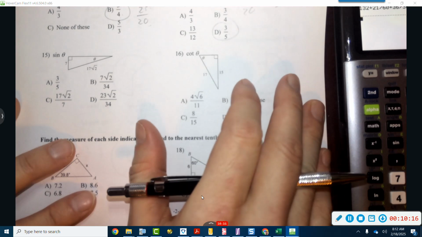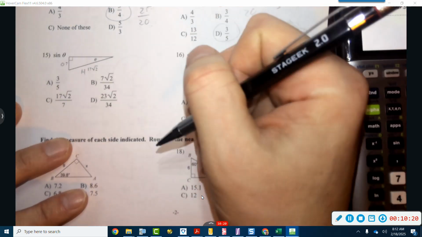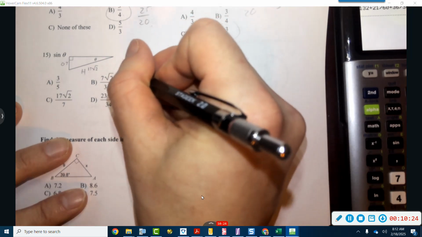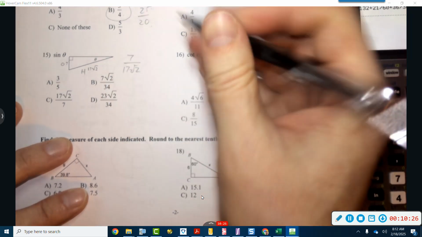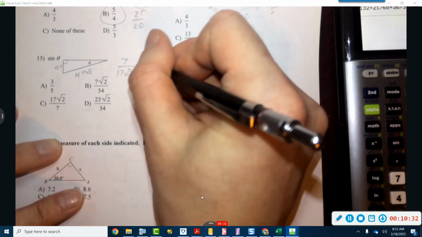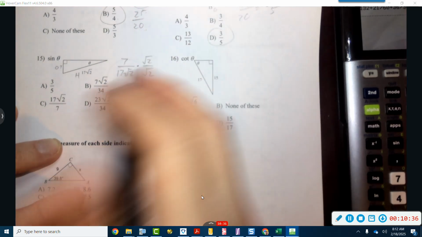All right, sine, let's see, we've got O over H. Oh, great, that's exactly what we needed. So we have 7 over 17 radical 2. Now, we don't actually see that answer. This looks like it, but why is it not? Well, we're going to have to multiply by radical 2 here in order to get rid of the radical.